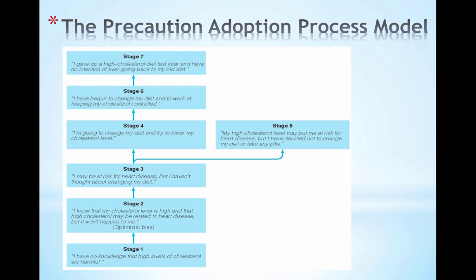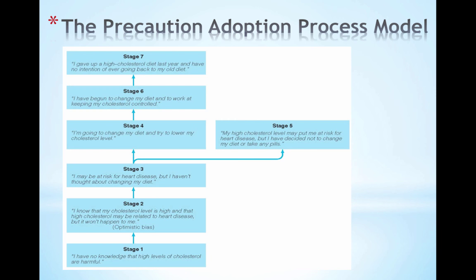Next, we have the precaution adoption process model. This model assumes that when people begin new and relatively complex behaviors aimed at protecting themselves from harm, they go through several stages of belief, right? So they have these different stages of belief, very similar to our last model, that we're going to progress through to the end stage. Sometimes we might regress.